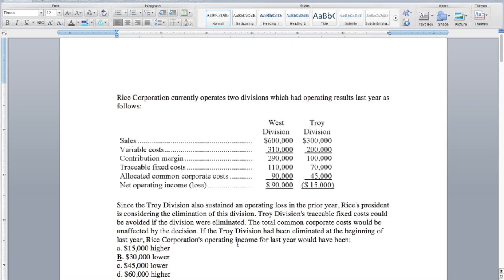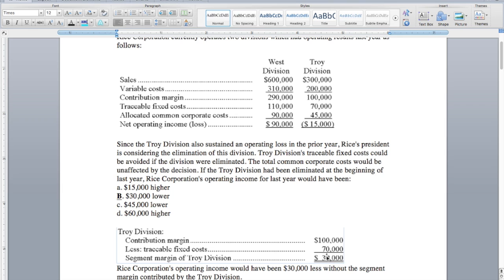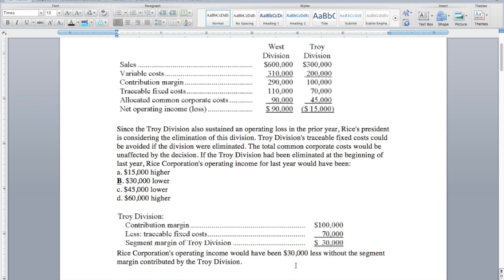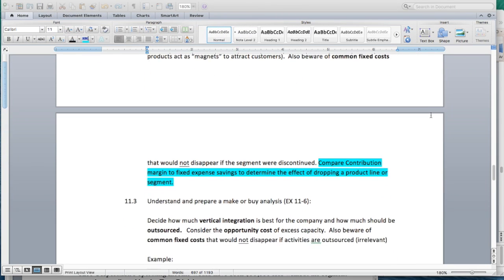And so we can just compare the contribution margin. We're going to lose out on that 100,000, which I see as a negative, but we're going to save money because we don't have these traceable fixed costs, so a positive 70,000. If we look at those two together, we'd have a segment margin of Troy division of negative 30,000, so 30,000 less without the segment. Hopefully that's not too complicated, and hopefully that's understandable for you. That's the main thing I'm looking for on the exam.